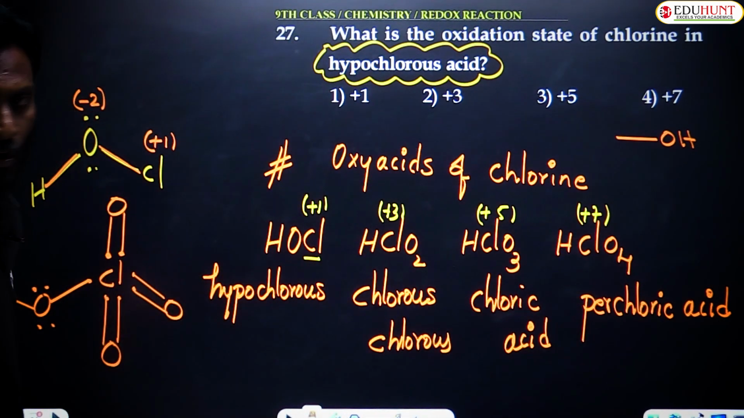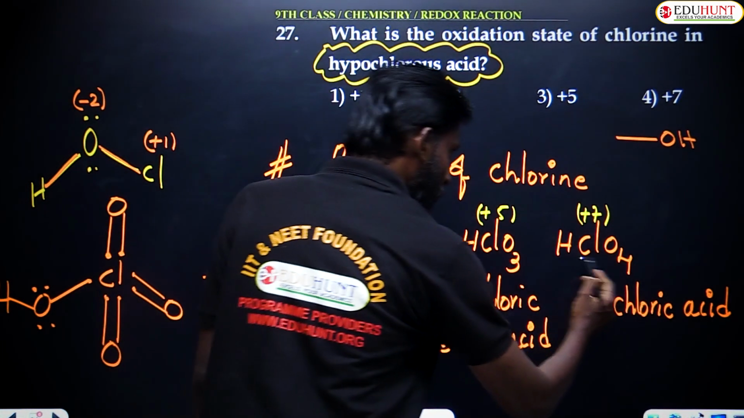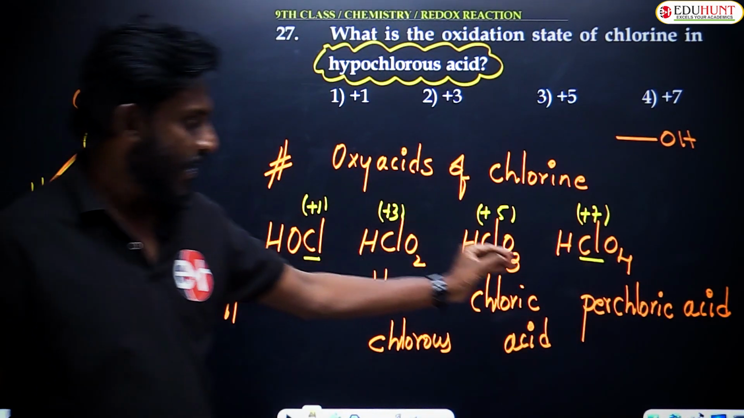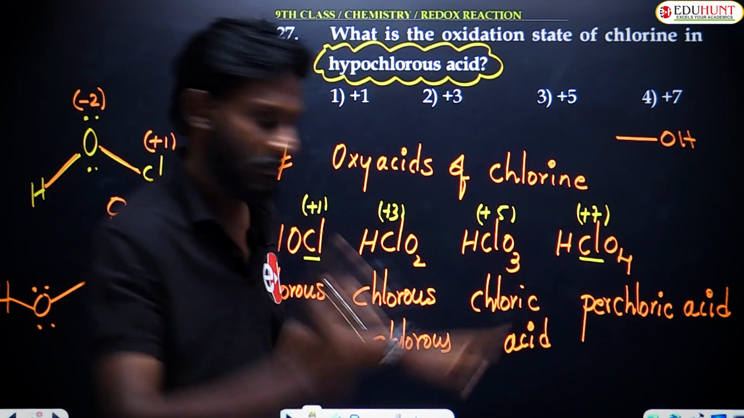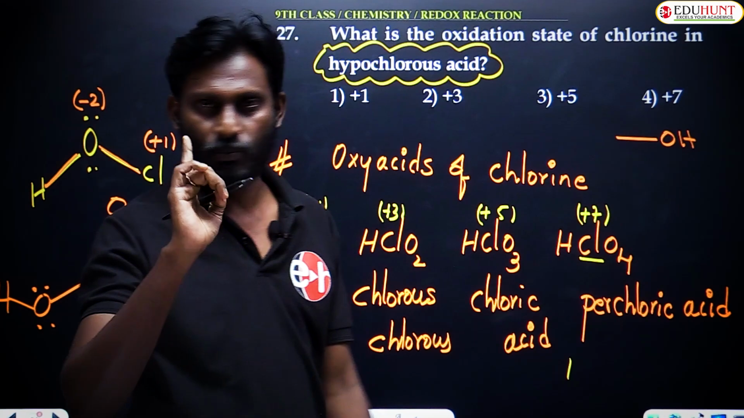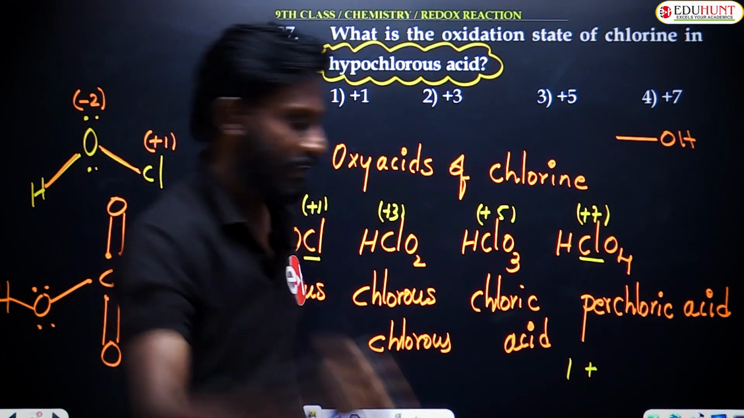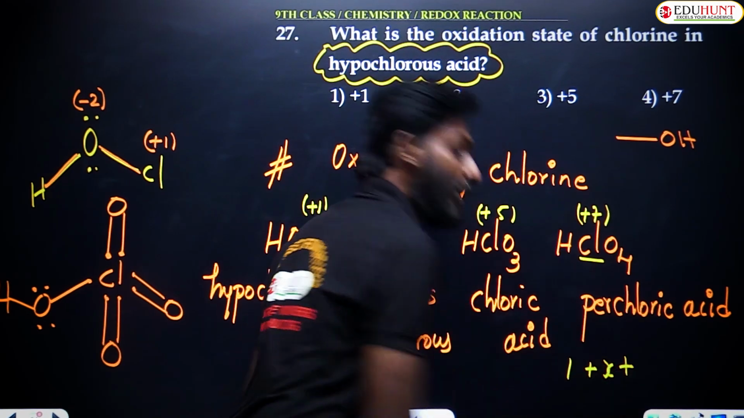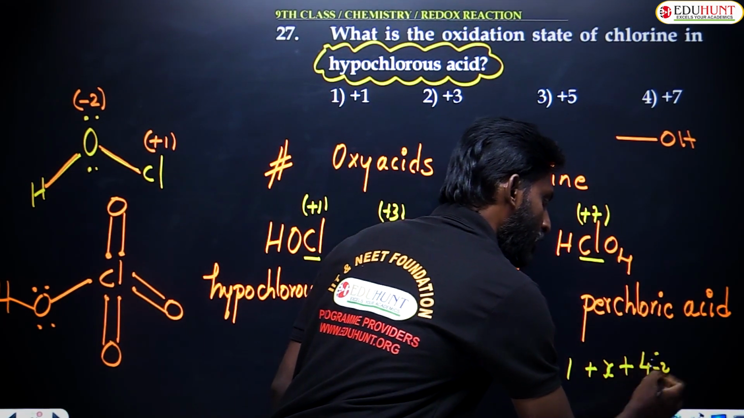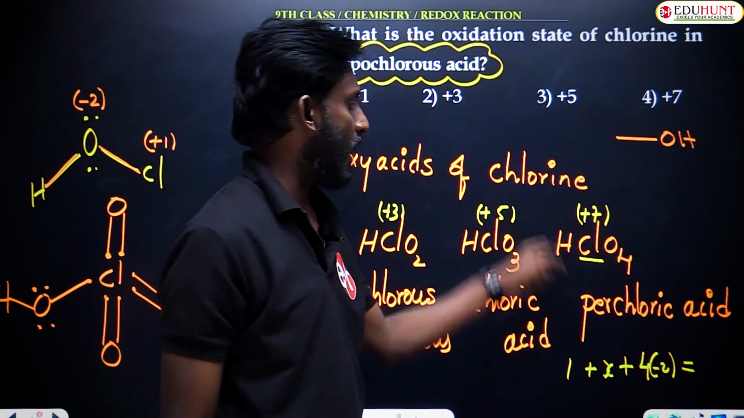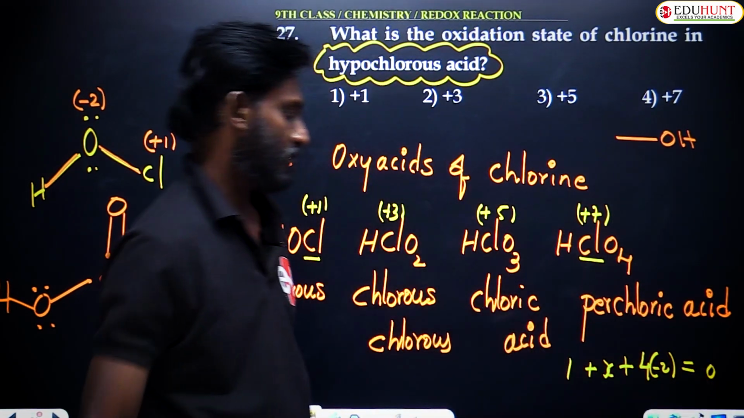Or simply you can determine the oxidation state like this also. Let us take the oxidation state of chlorine as X. And you know hydrogen is in +1 state, so +1 for hydrogen plus the oxidation state of chlorine, let us take X, plus each oxygen is in -2, so 4 into -2, total equal to the charge present on the species, no charge right now, so 0.